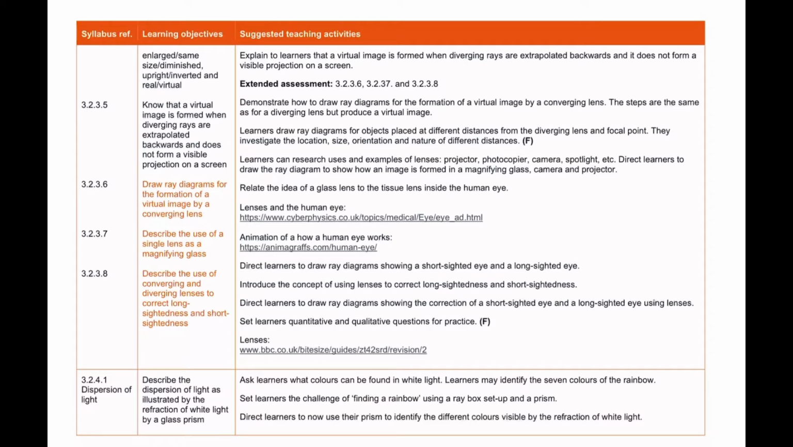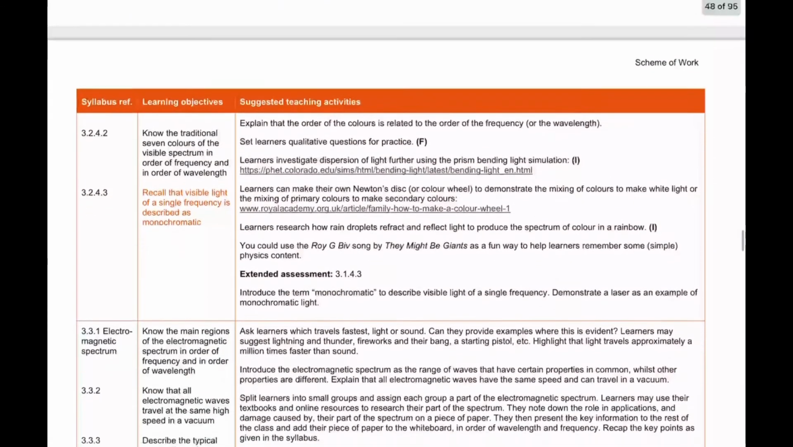Key concept 3.2.4.1: Dispersion of light. Learning objectives. Describe the dispersion of light as illustrated by the refraction of white light by a glass prism.